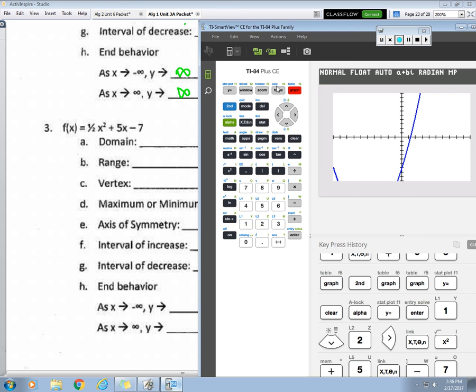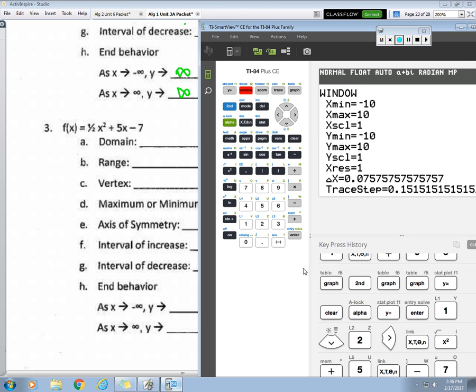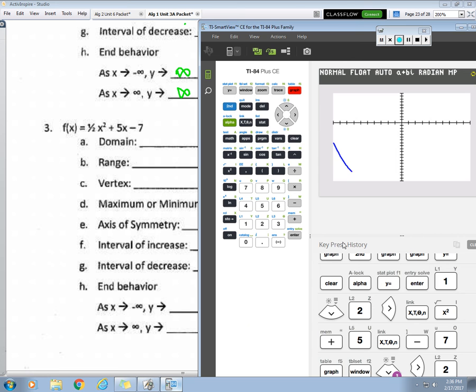So when I go to my window, what needs to be changed? The y-min. We want to go down further, which would be minimum, right? Max would be going up the y-axis. Min would be going down the y-axis. It's currently set to negative 10. Don't we need to go down to negative 20 to see more of the graph? So once you type in negative 20, hit graph again. And now see how we can see 20 notches down the y-axis and we can actually see the vertex?